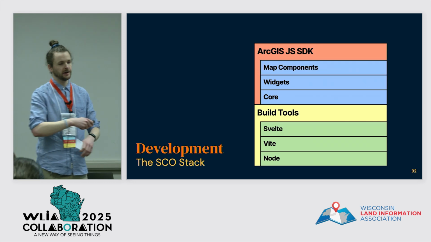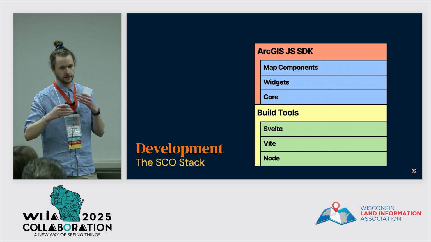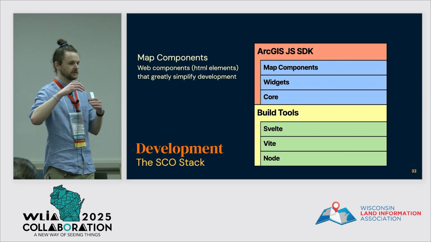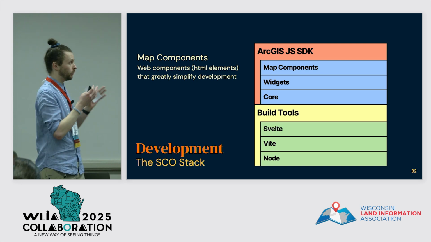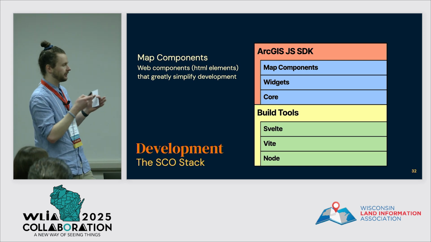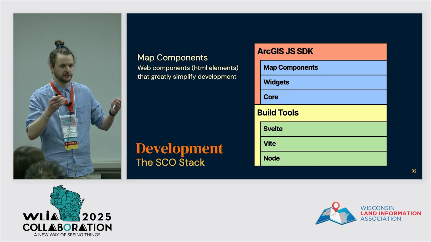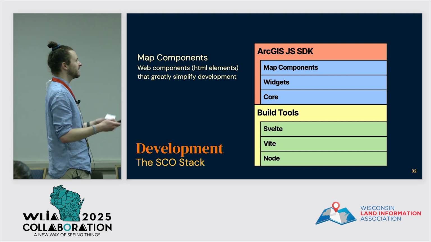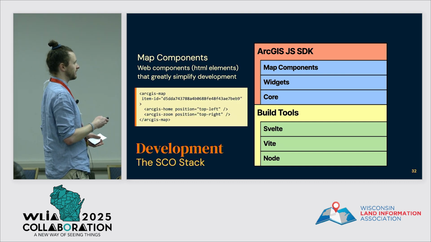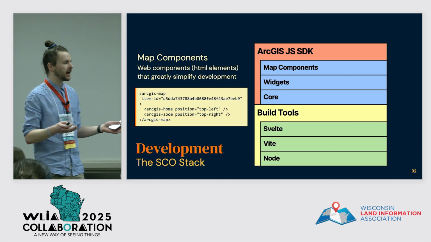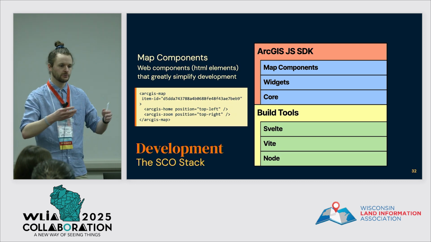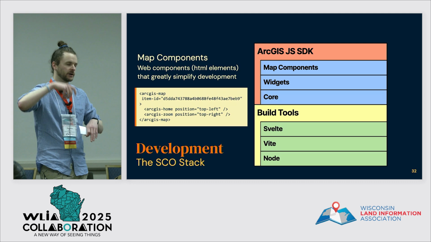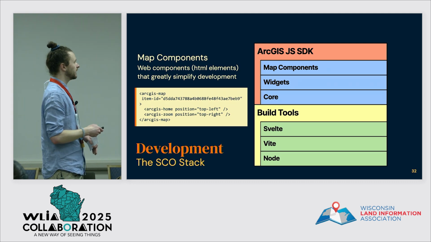Map components. It's similar to widgets in that it abstracts things, but it abstracts things at an even higher level. So the map components are pretty cool. They are web components. They're HTML elements. So if you're used to div or h2 or whatever, it's the same thing. So you can have a tag now that is ArcGIS map. And there's an item ID if you're familiar with ArcGIS Online. When you look in the URL, there's an item ID. It just uniquely identifies your thing.